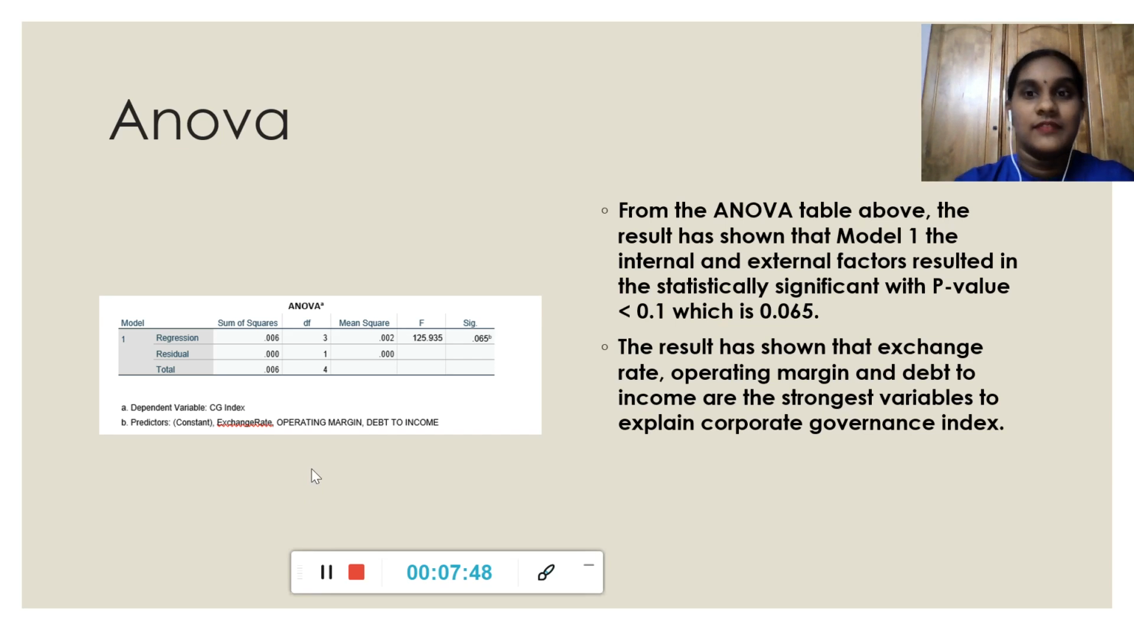Moving on to my ANOVA. From the ANOVA table, the result has shown that model 1, the internal and external factors, resulted in a statistically significant P value, which is less than 0.1, which is 0.065. This means that exchange rate, operating margin, and debt to income are the strongest variables to explain corporate governance index.